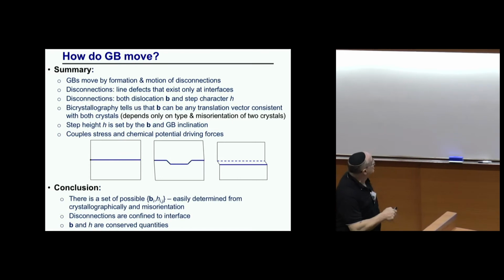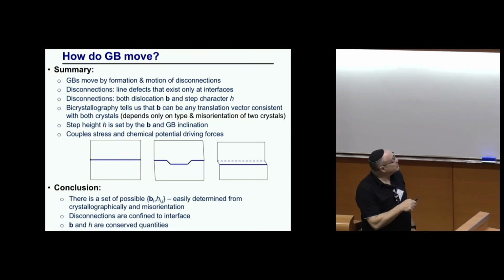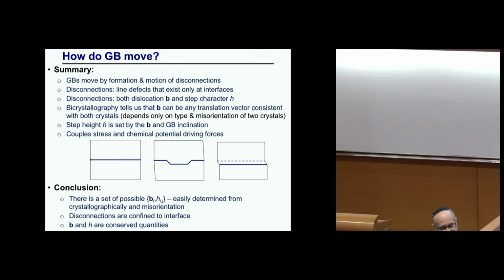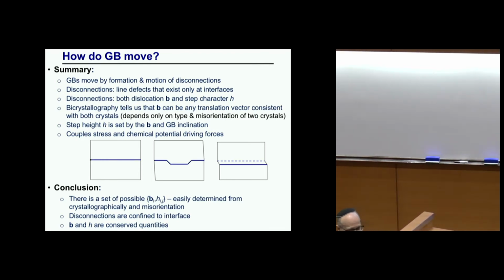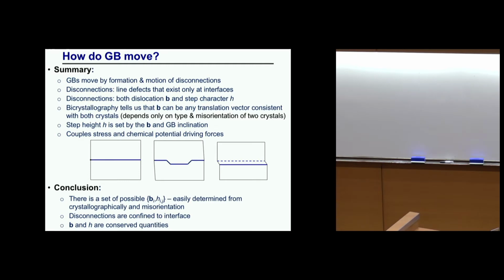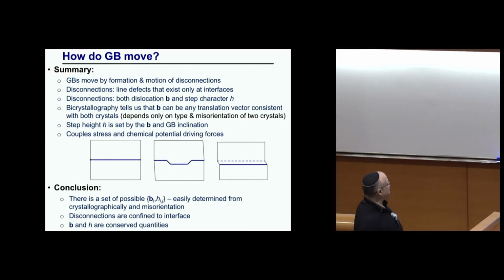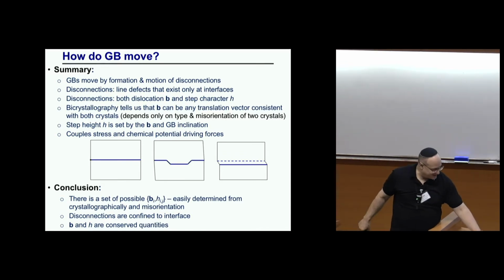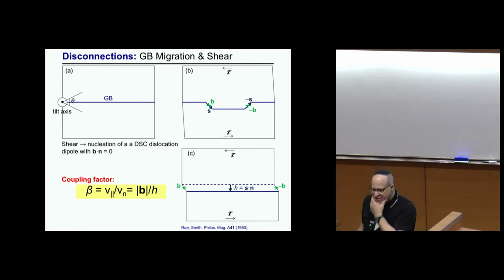Okay. So the point is, just like we saw that there's a lot of possible step heights, 1 atomic plane, 2 atomic planes, 3 atomic planes, there's also a set of different Burgers vectors. The nice thing is crystallography tells us exactly what it is. Again, I could talk about all the crystallography with you and tell you how to find out what they are, but I'll just assert it right now. The disconnections are confined to the interface, and the Burgers vector and step height are conserved quantities. Okay.